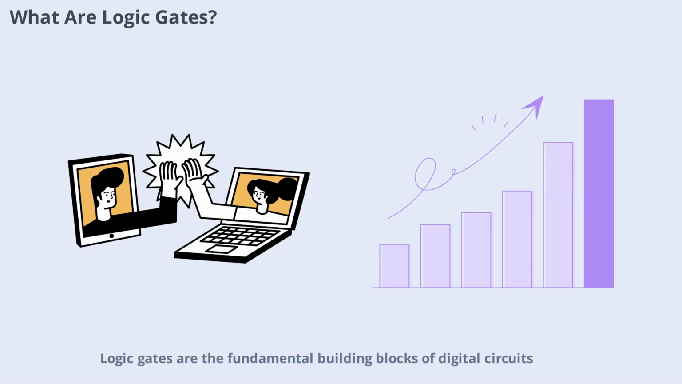Logic gates are the fundamental building blocks of digital circuits. They process one or more binary inputs to produce a single output based on logical operations. These gates are used in almost every electronic device from computers to smartphones, enabling them to perform calculations and make decisions. Understanding logic gates is essential for anyone interested in electronics or computer science.